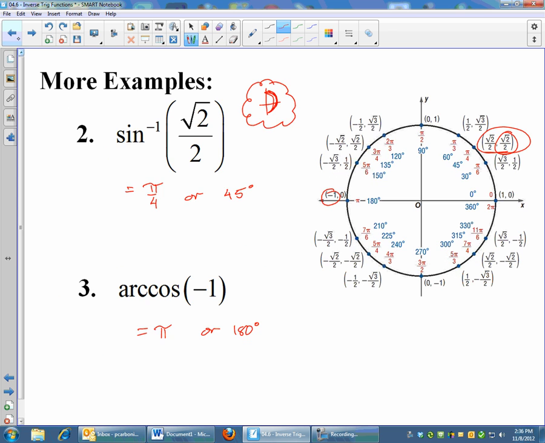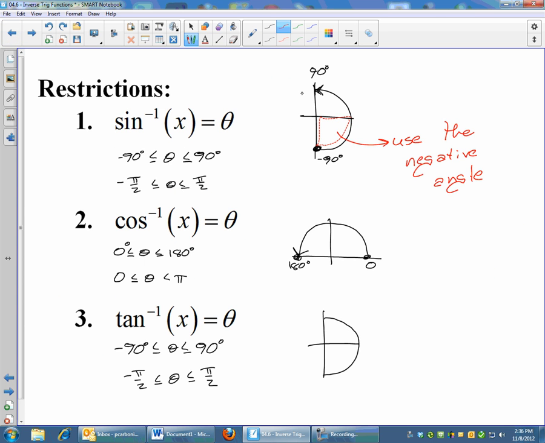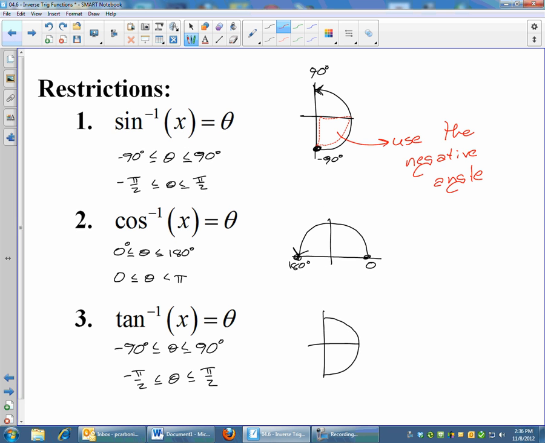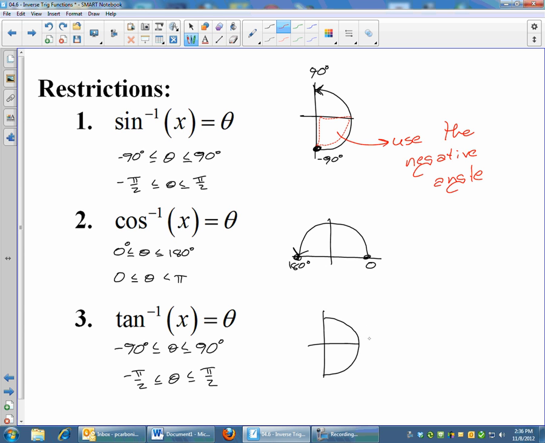The main thing you have to remember is the restrictions. You have to know that sine is the right side, cosine is the top half, and their reciprocals are the same. So if sine is the right side, then its reciprocal, cosecant, is also the right side. If cosine is the top, then its reciprocal, secant, is also the top. The lone exception, and this is confusing, is tangent and cotangent, because cotangent we look at the top, but tangent we look at the right side.